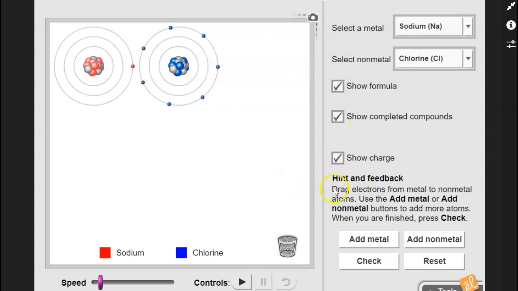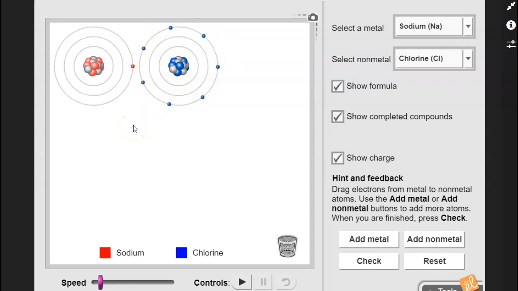And let's read the hint here. Drag electrons from metal to non-metal atoms. Use the add metal or add non-metal button to add more atoms. When you're finished, press check. This red one here, my little key says, is sodium. He's got 1 electron in his outside shell. My blue one here, that's chlorine, has 1, 2, 3, 4, 5, 6, 7 in the outside.